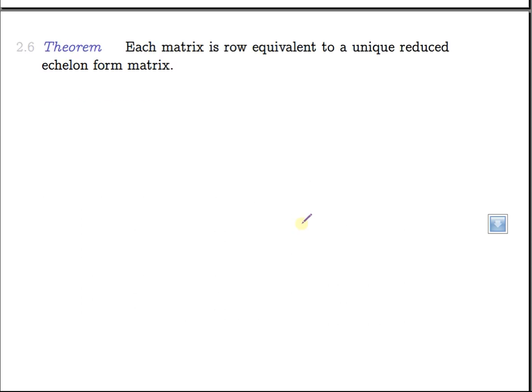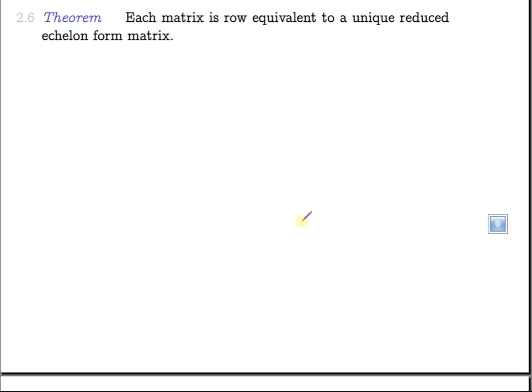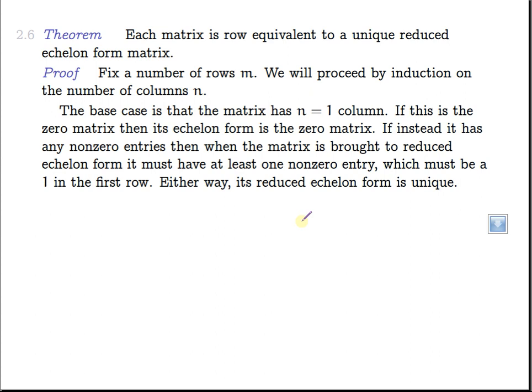All right. So now we have enough to show the result that we want to show, which is that each matrix is row equivalent to a unique reduced echelon form matrix. Here's the proof. Fix a number of rows m. We will proceed by induction on the number of columns n. If you think about your matrix here, we know that we can have m rows and n columns.